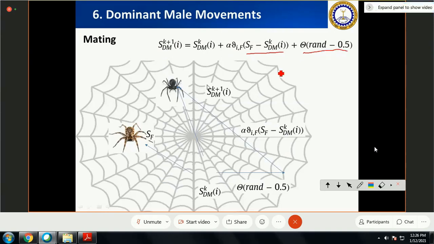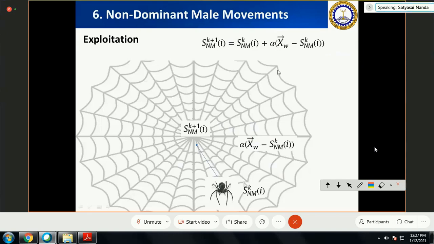Then the exploitation part is taken care of by the non-dominant spiders, which lie almost around the central part of the web. You can observe that these non-dominant spiders, where XW is nothing but the average weight of the positions, move towards the central location, as explained here, and they help in the exploitation process of the algorithm.